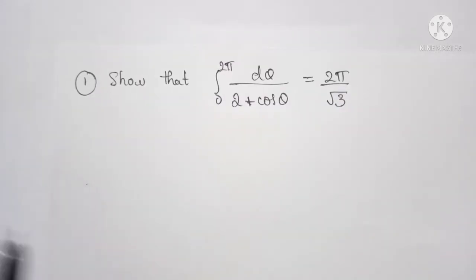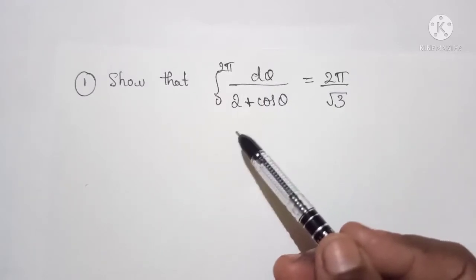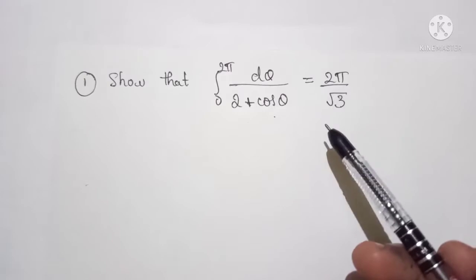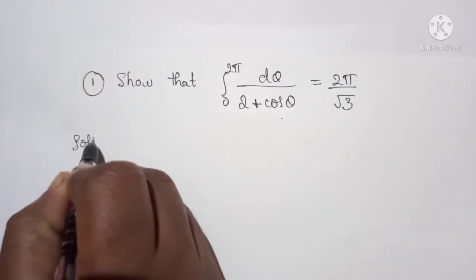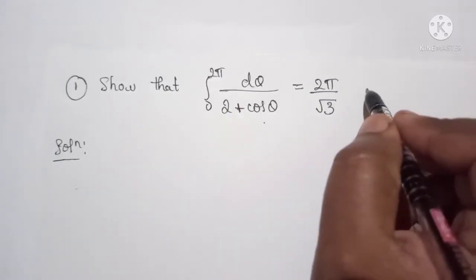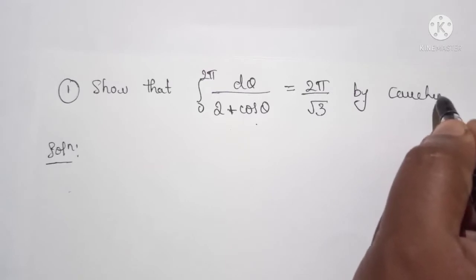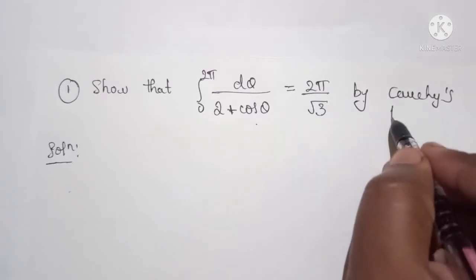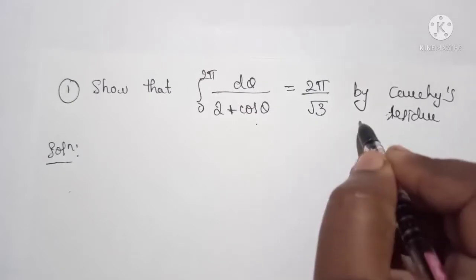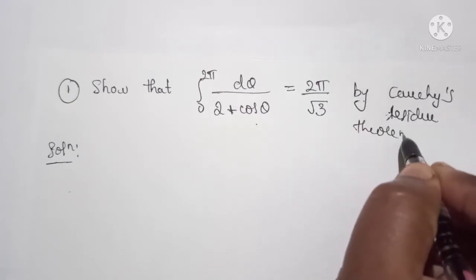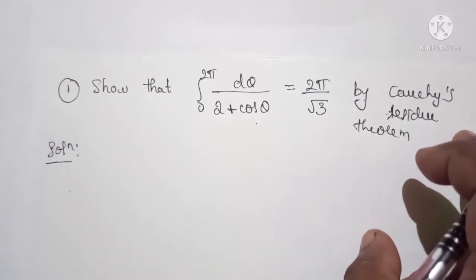First problem: show that integral 0 to 2 pi d theta divided by 2 plus cos theta equals 2 pi by root 3. Solution. Here they will mention that we should use Cauchy's residue theorem, or simply they will ask to evaluate this by residue theory.